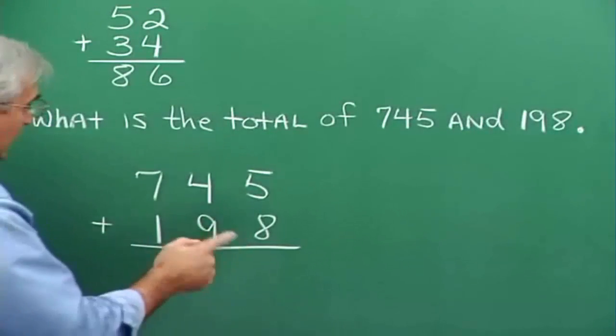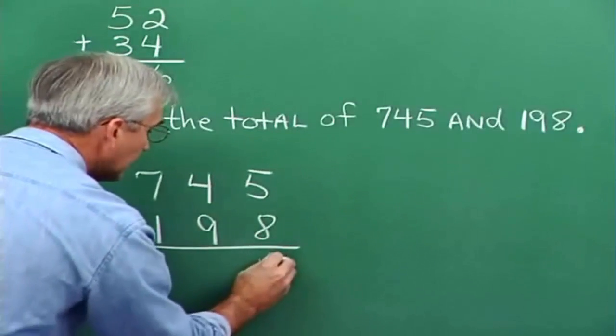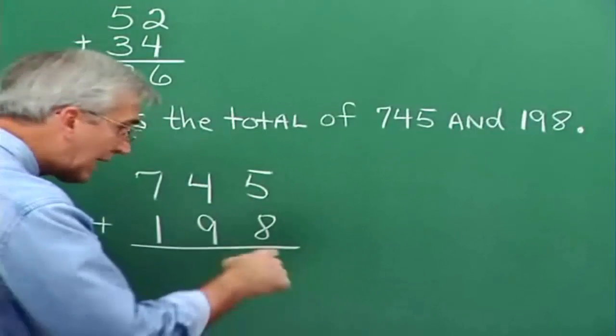Okay, now let's go through the process. 5 and 8 is 13. So we have 13 ones. But we only have room here in this ones column for a single digit.